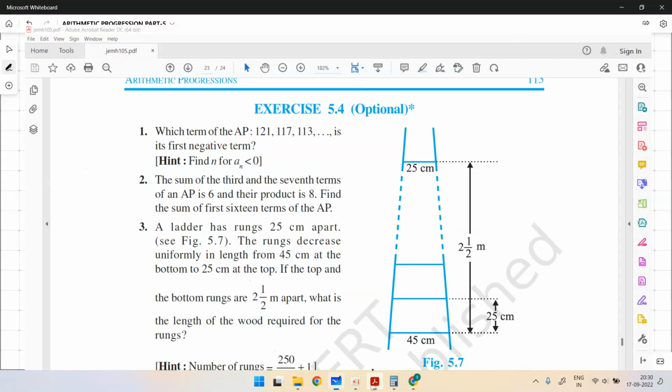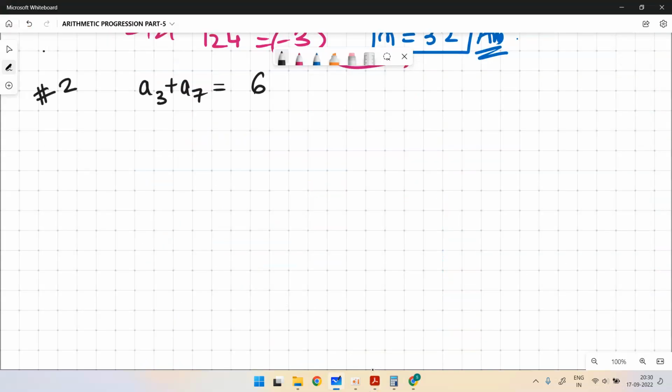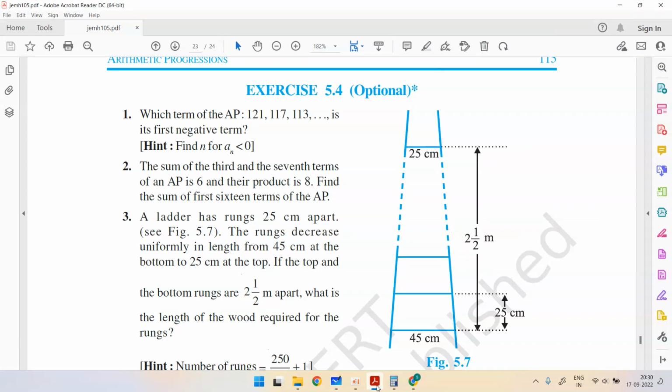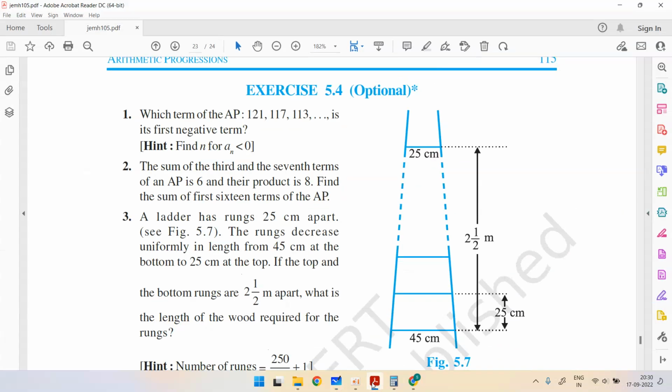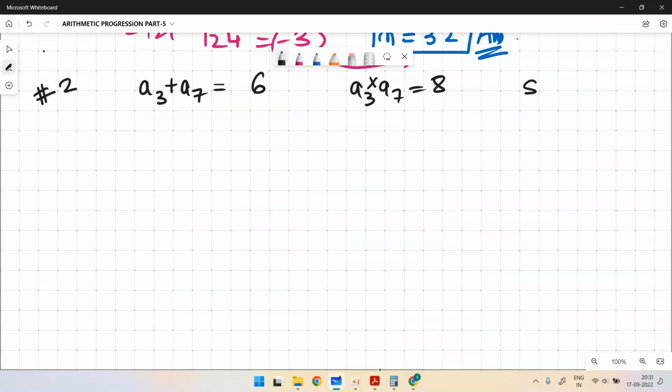The sum of a3 and a7 is 6, and their product is 8. Find the sum of the first 16 terms of the AP. So you need to find this.